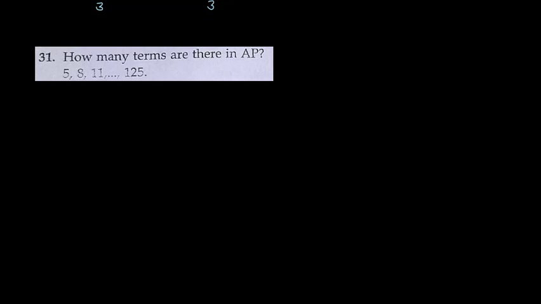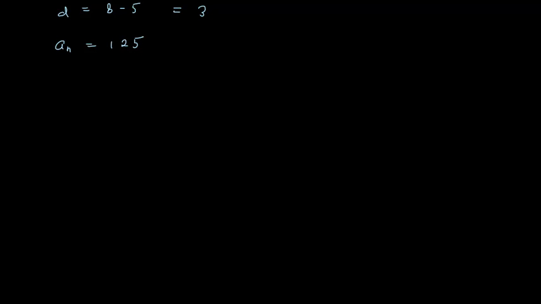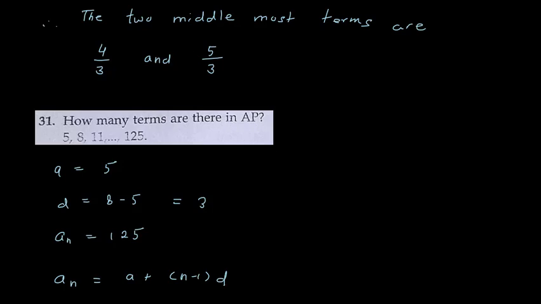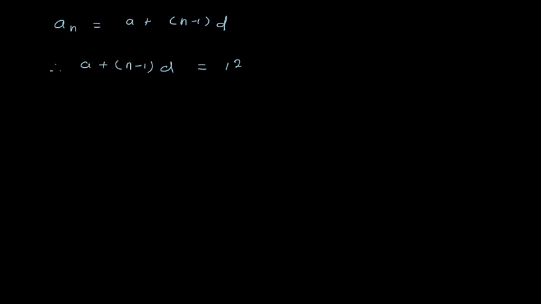Now here the problem is how many terms are there in the AP. A is given as 5, D is given as 8 minus 5, which is 3, and the last term An is given as 125. Now the formula for An is A plus N minus 1 D. So we can say that the value of An is 125. Now put the values.